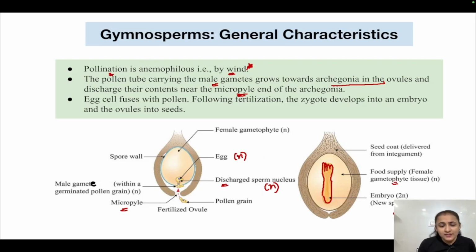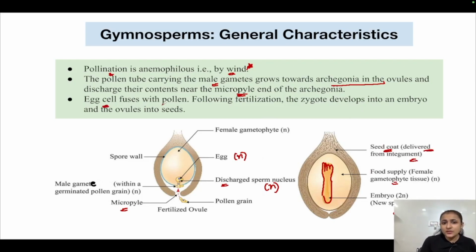The integuments, these brown colored structures which were covering the ovule, convert into the seed coat. As I told initially, the integuments which surround the ovule convert into the seed coat. Okay, so the ovule ultimately is turning into a seed. So these are formed from the integuments. So this is how the whole process is working.